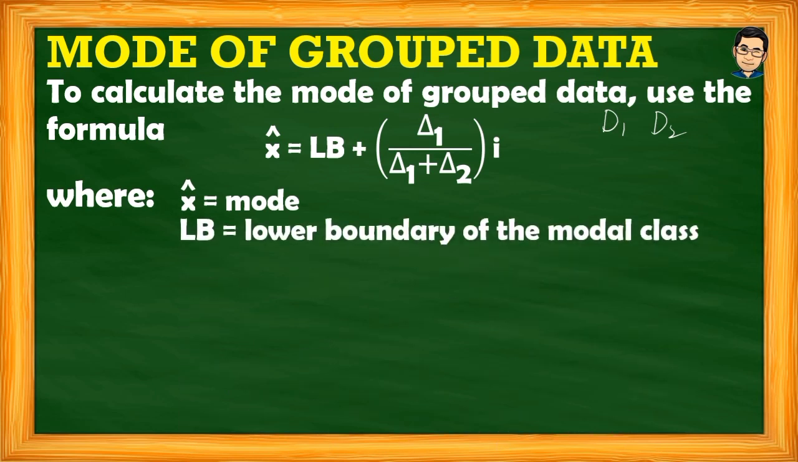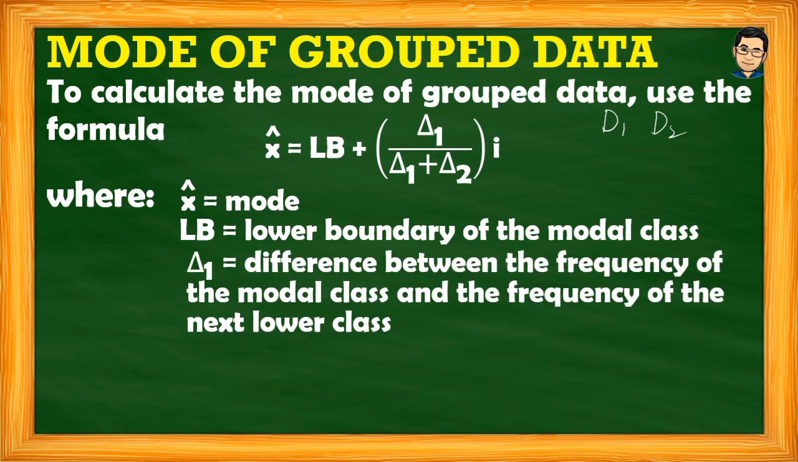And then LB, that will be the lower boundary of the modal class. So, for the median, the lower boundary can be determined once we have the median class. Same with mode. So, here, we need the modal class first in order to determine the lower boundary. And then, how do we get delta 1?